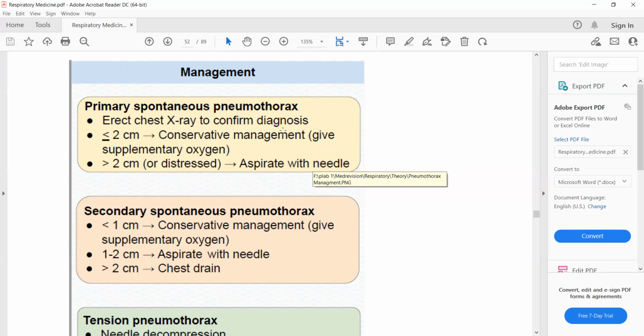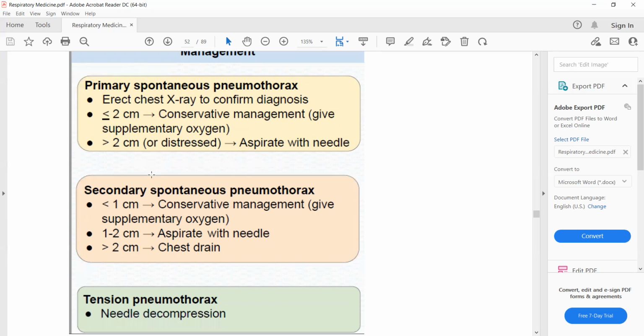So simple. In primary spontaneous pneumothorax, if the rim of air is 2 centimeter or less than 2 centimeter, then I will give only supplementary oxygen. Conservative management will be done. And if the rim of air is more than 2 centimeter or if the patient is distressed, then we will aspirate it with a needle.